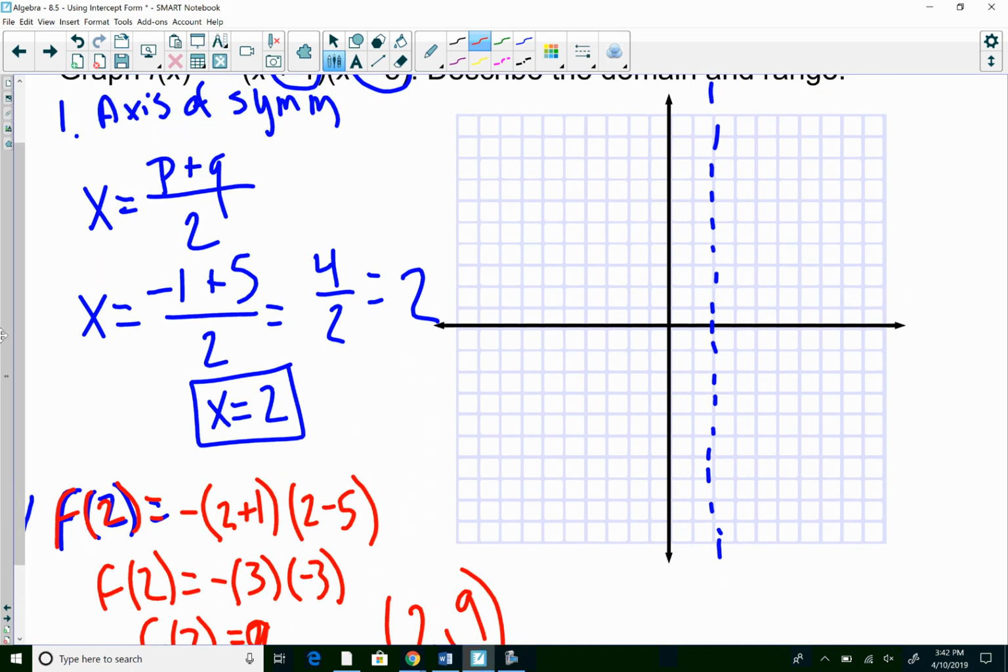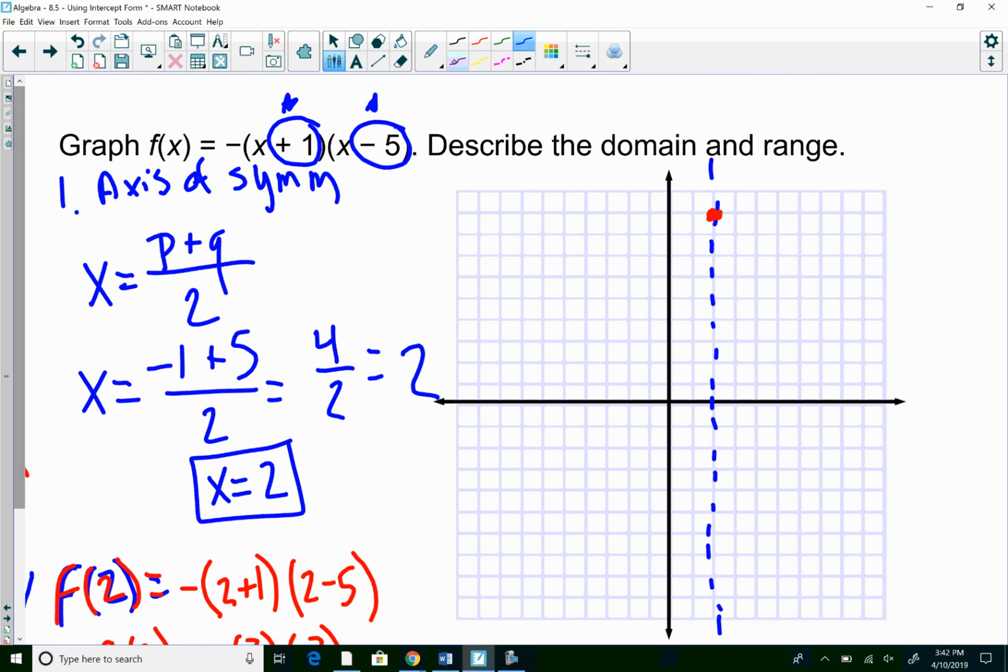So 1, 2, 1, 2, 3, 4, 5, 6, 7, 8, 9. Okay, so I'm going to plot that point. Now here's kind of the beauty of vertex or intercept form: now we know exactly where our intercepts are. We've got intercepts at 1 or -1, I guess I should say. So I'm going to plot a point at -1, and then I've got an intercept at 5. 1, 2, 3, 1, 2, 3, 4, 5. I'm going to plot that at 5.